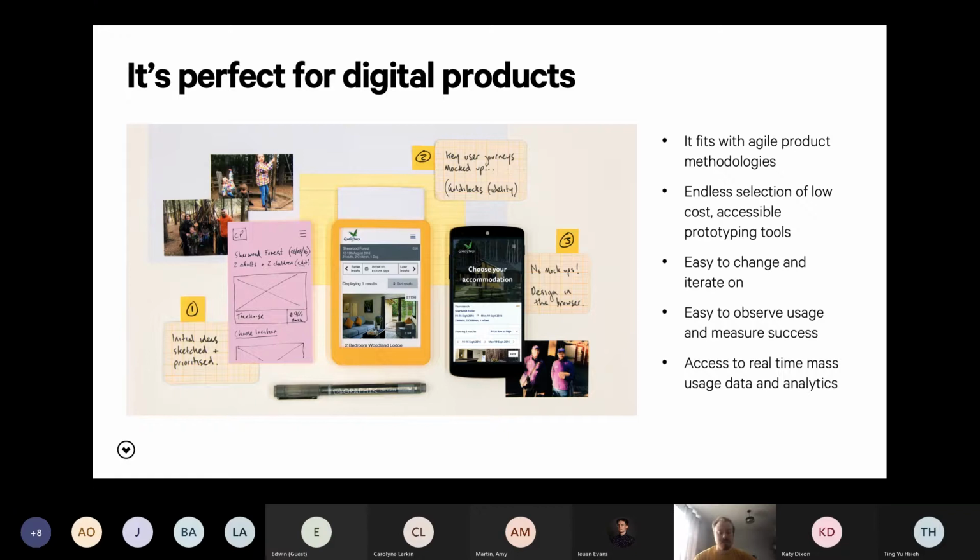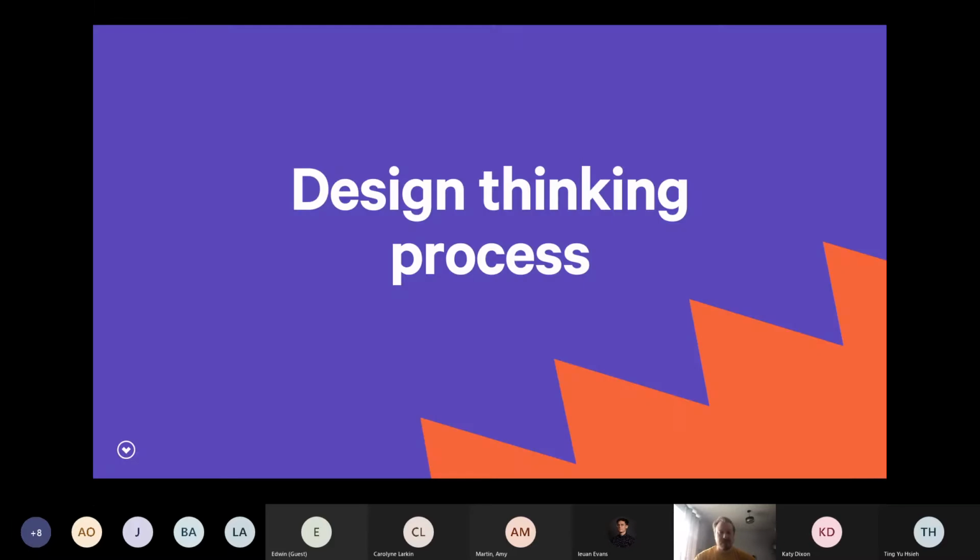So it's really good for digital products, and that's why it's just exponentially leaped in the last maybe 5 years or so. So that's maybe a bit of a history lesson. You might find that interesting or not, but that's why we do design thinking, because of those things.